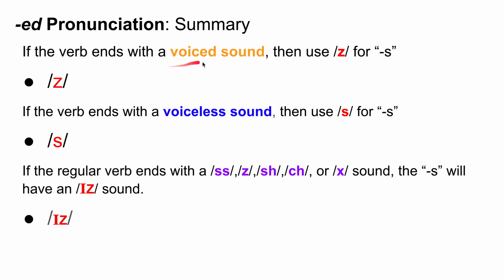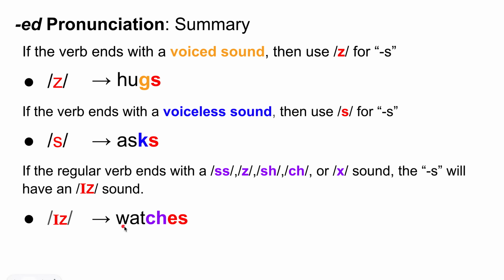Remember, if the verb ends with a voiced sound, then z is used for s. Z, hugs. If the verb ends with a voiceless sound, then s is used for s. Ask, asks. If the regular verb ends with an s, z, ch, sh, or x sound, then es will be used. Then the es will have an iz sound, such as watches.